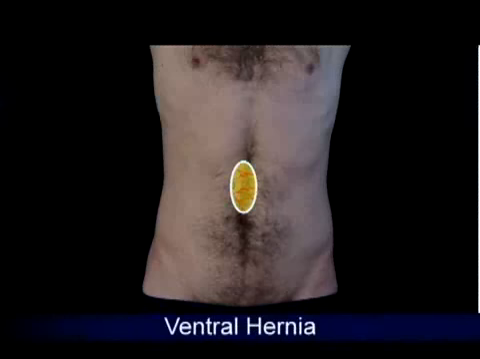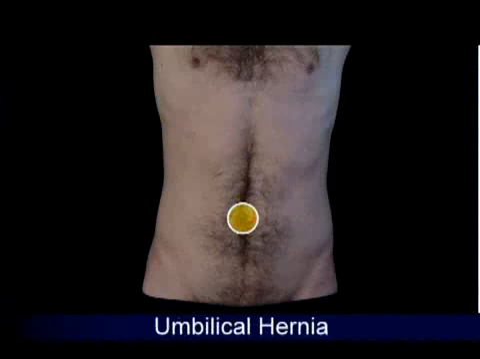Weakness in the rectus muscle or its tendon can lead to a herniation of the abdominal contents, a ventral hernia. Similarly, the umbilicus is a weak site that is prone to herniation.